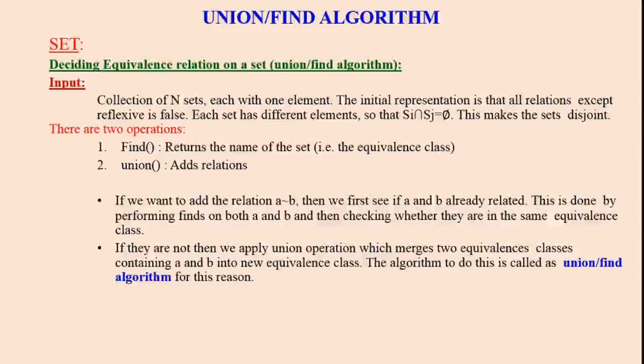Then if we want to add the relation AB, we first see if A and B are already related or not. This is done by performing finds on both A and B and then checking whether they are in the same equivalence class. If they are not, then we apply the union operation, which merges the two equivalence classes containing A and B into a new equivalence class. This algorithm is called the union-find algorithm.